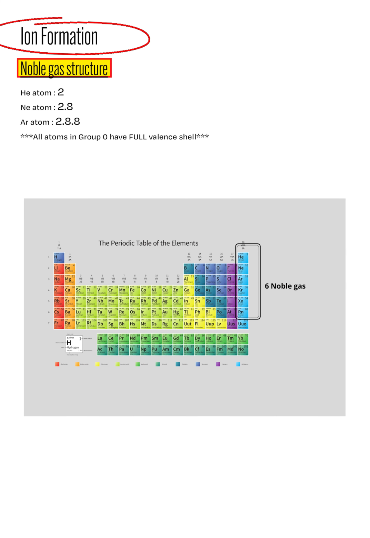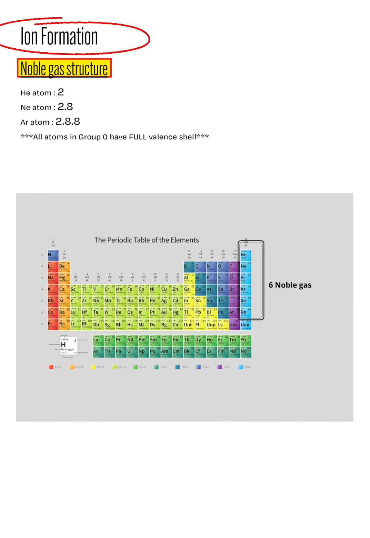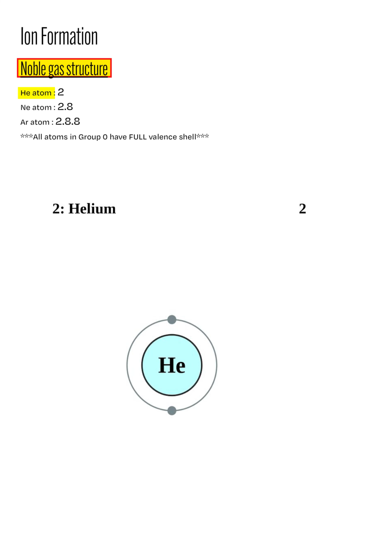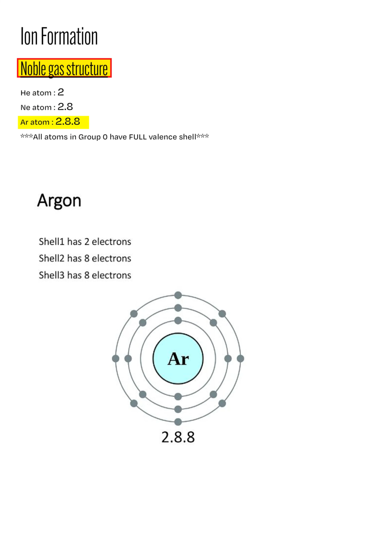In the next part of the chapter, we will be discussing ion formation. Let's take a closer look at the elements found in group 0 of the periodic table. These elements are known as noble gases. By looking at the electronic arrangement of the first 3 elements in group 0, we will notice that helium has an electronic configuration of 2. Neon has an arrangement of 2.8 and argon will have an arrangement of 2.8.8.